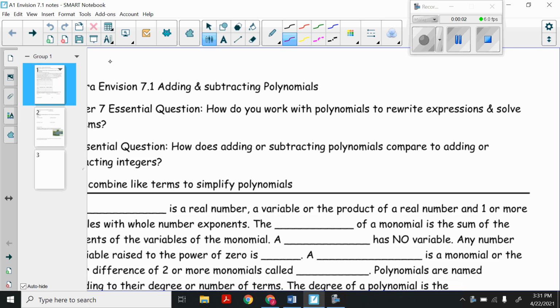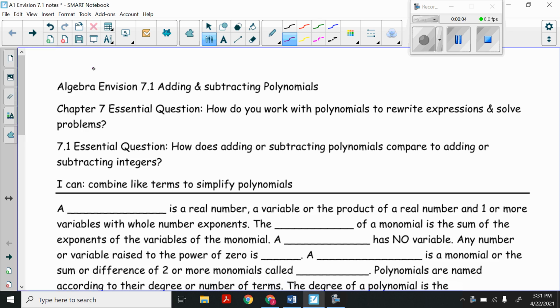Today in geometry, we're going to look at an Algebra 1 lesson. It's Envision, Chapter 7.1, Adding and Subtracting Polynomials. The Chapter 7 essential question: how do you work with polynomials to rewrite expressions and solve problems? Our essential question for this section: how does adding or subtracting polynomials compare to adding or subtracting integers? After today's lesson, you should be able to combine like terms to simplify polynomials.